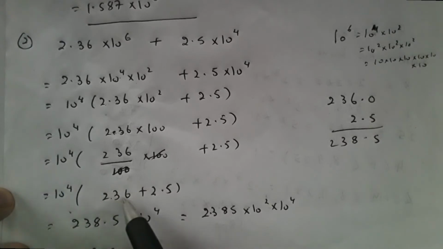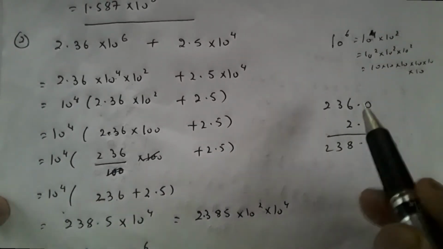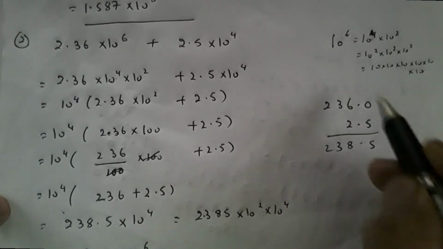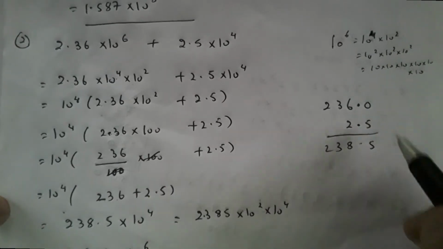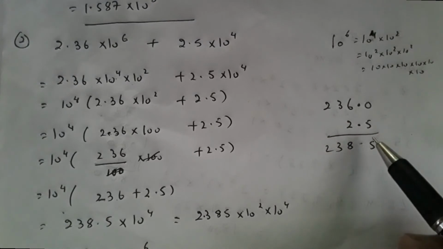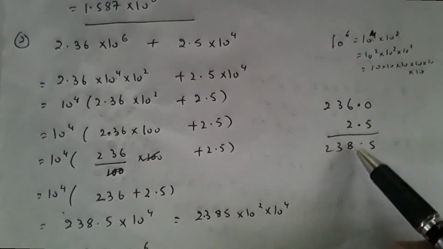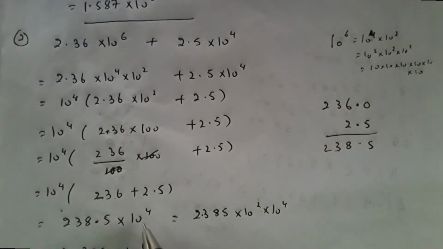So what is left? 236 plus 2.5. So 236 can be written as 236.0, and then 2 and then 0.5 in order to add. So 0 plus 5 is 5, 6 plus 2 is 8, 3 and then 2. So what's the value? 238.5 into 10 raised to power 4.